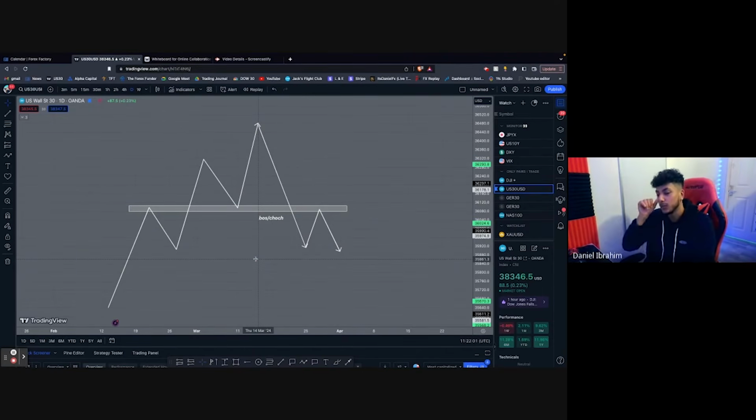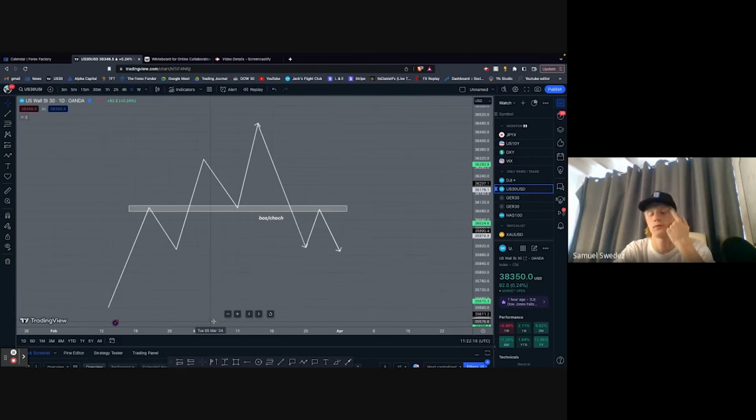Generally speaking, what we do and what I teach my students to do is we're only trading in one direction. So if you're looking for a buy, you're only looking for a buy, which means that if price has a change of character and it comes against you, you're just out of the market. You're not doing anything.